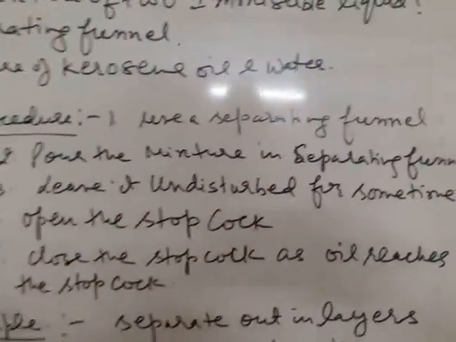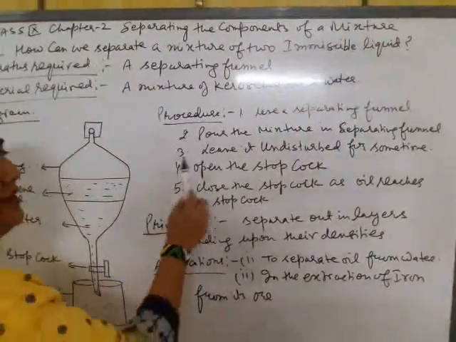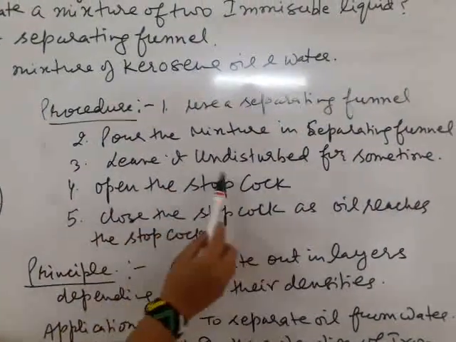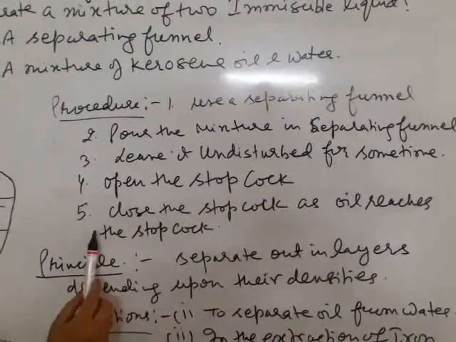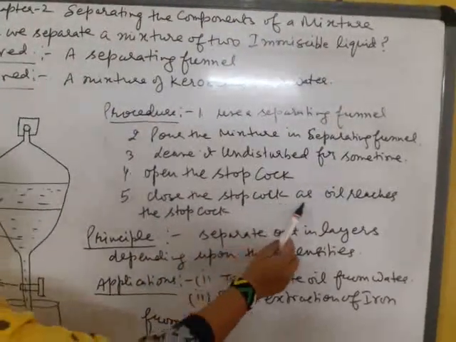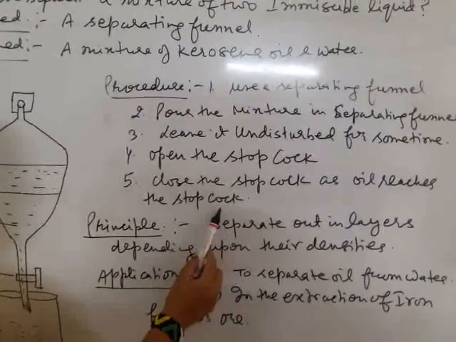Use a separating funnel to separate the mixture of immiscible liquids. Pour the mixture in the separating funnel. Leave it undisturbed for some time. Open the stopcock and close the stopcock as soon as the oil reaches the stopcock.